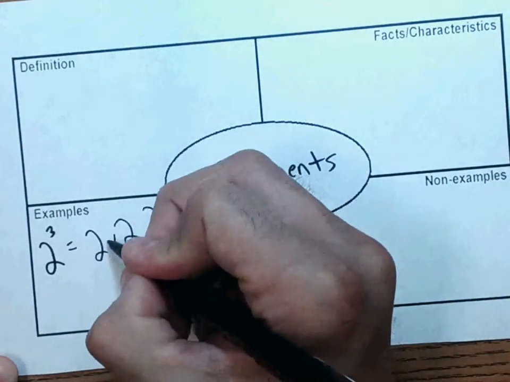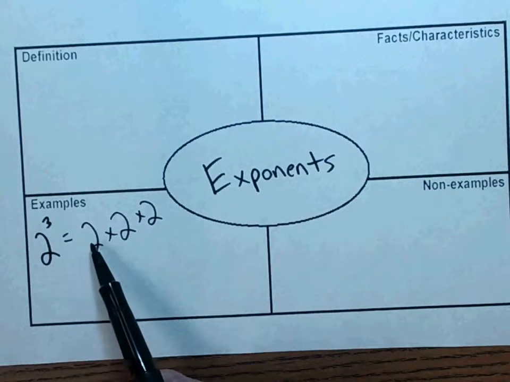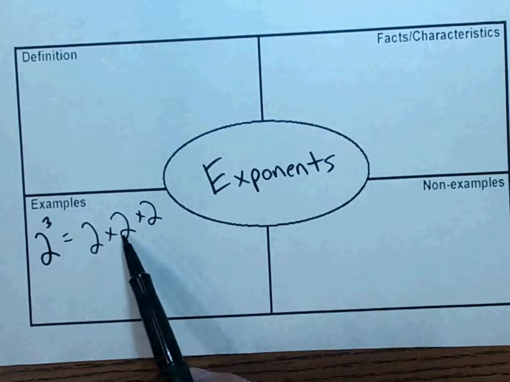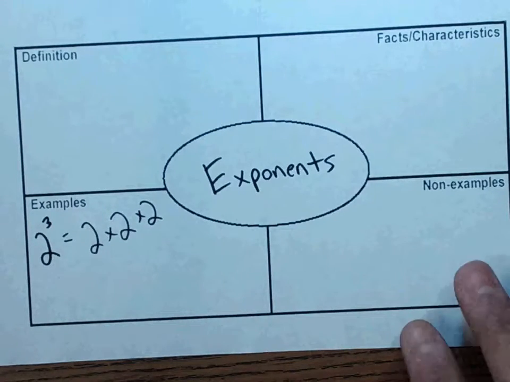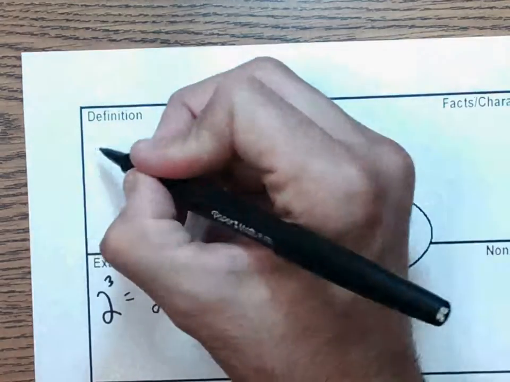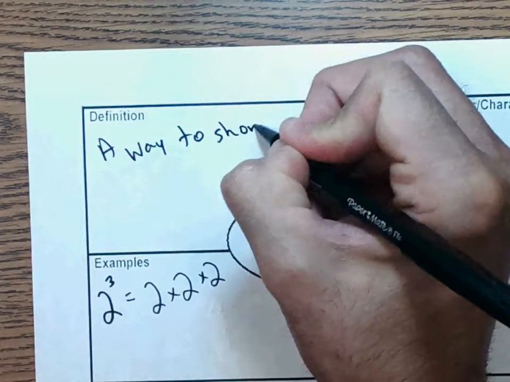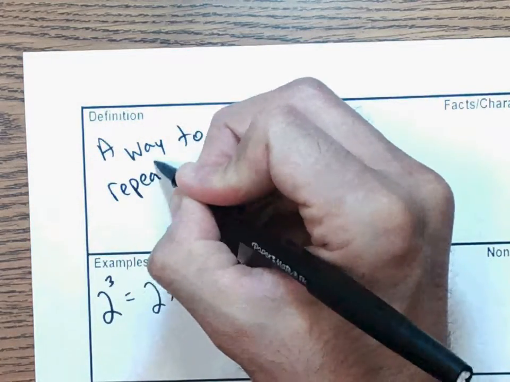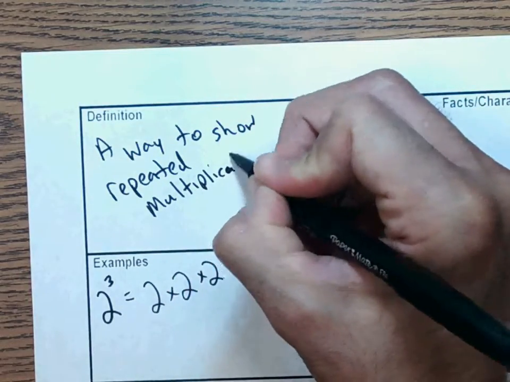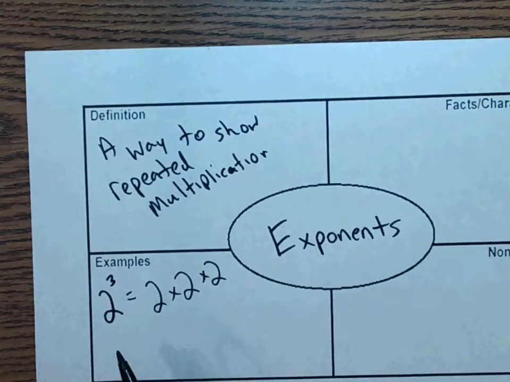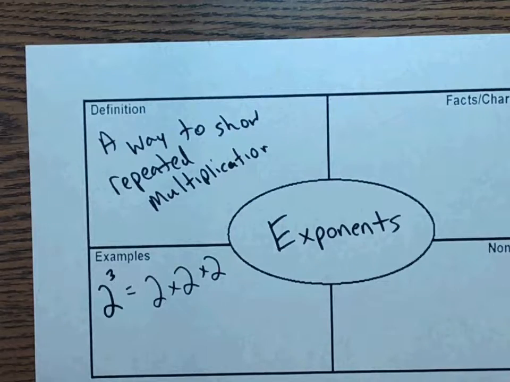times 2 times 2, a total of 3 times. The reason I wrote down three 2's is because my exponent tells me that I'm going to multiply 2 three times, and 2 will be my base. So what exponents are, really, is just a way to show repeated multiplication. Here it told me to repeatedly multiply 2 a total of 3 times. I want to make sure you understand what exponents are.